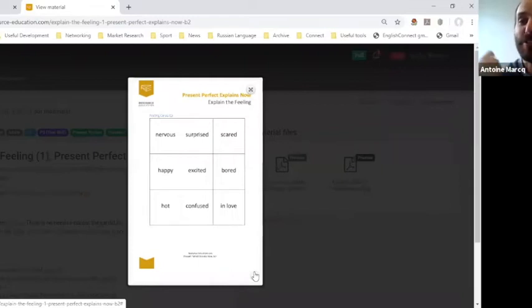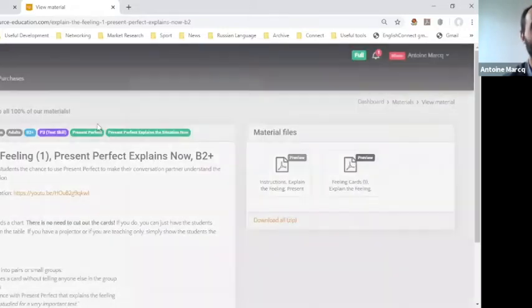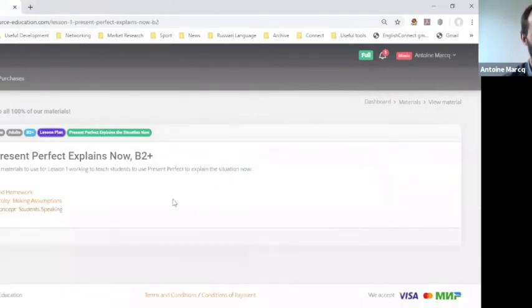So you're using perfect tenses. And the higher the level, the more you can play with different perfect tenses. It can be present, but it can also be past, future, and you can also play with the modals. So this is explain the feeling. And here you have a solid lesson 1.